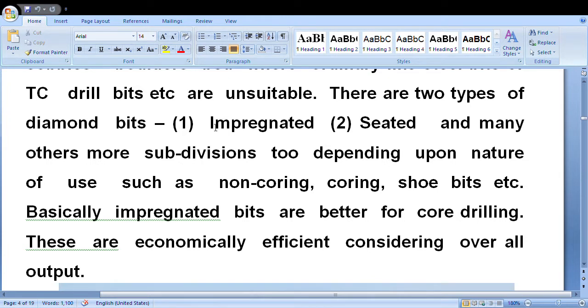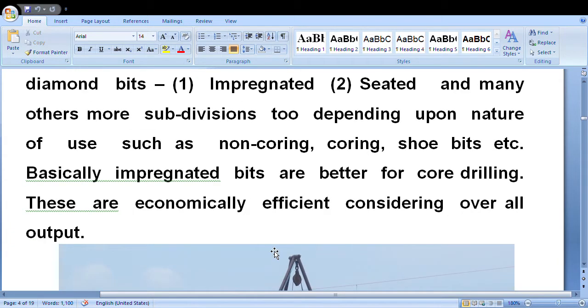So impregnated bits are costly, but impregnated bits give more output, less time consuming and speedy, and they are not easily damaged. So after calculating everything, time, power, manpower, considering everything, impregnated bits are most economically efficient and give a good outcome.